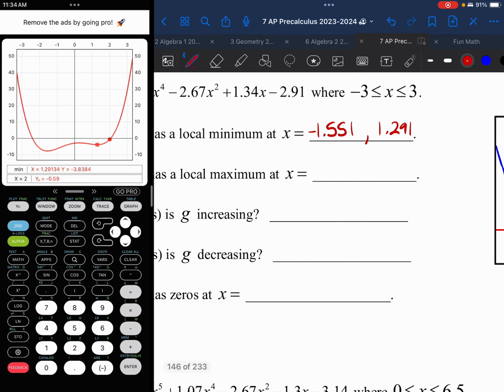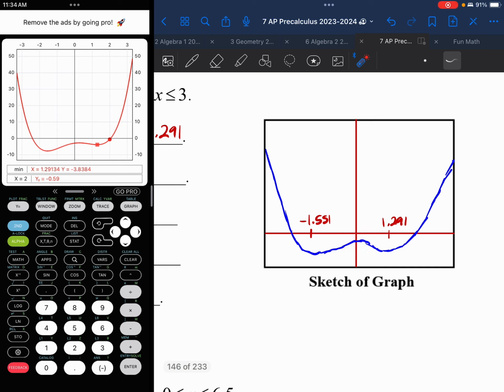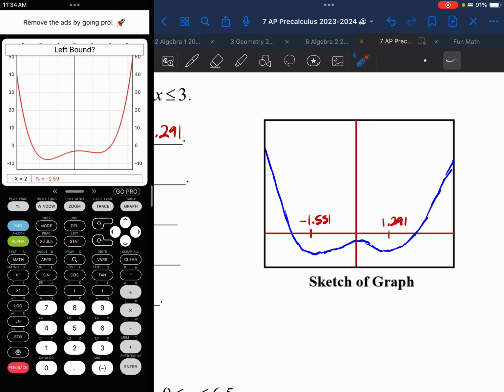Okay, we need to find the local maximum. So the local maximum, you can kind of see it on the graph, is going to happen right about there. I'm guessing it's at 0, but it might be a little bit off. So we're going to use the calculator to check. We're going to do a second trace to do the maximum. So we're going to do option 4.